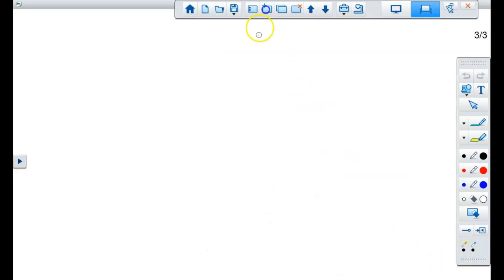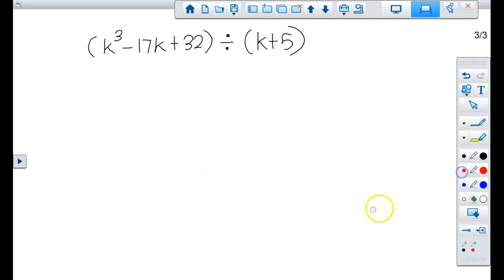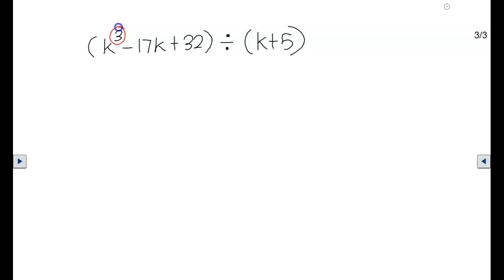All right. Let's do k to the third minus 17k plus 32, and we're going to divide that by k plus 5. Now, let's first of all see if we skipped any powers. We have k to the third, then k to the first. So yes, we did. We skipped k to the second power. So remember that we're going to need a 0 in there as a placeholder for him.